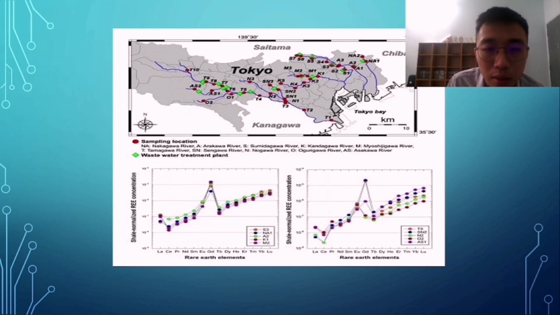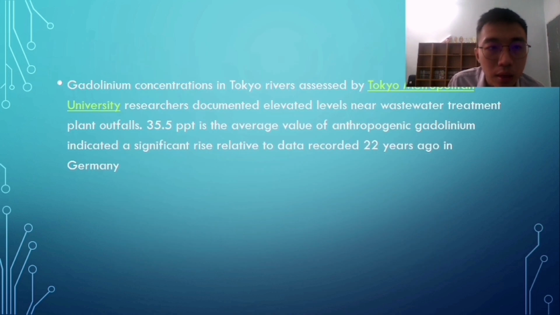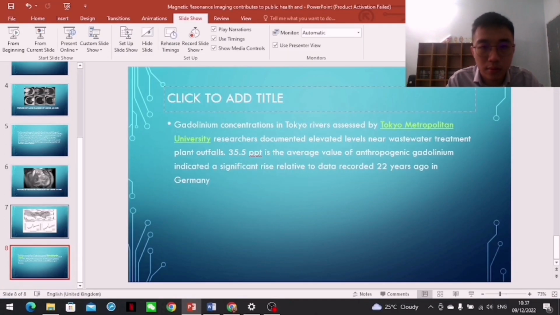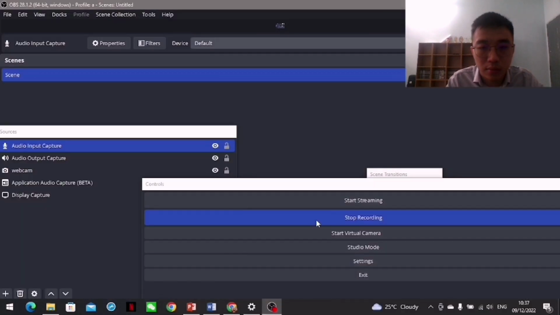This is the picture of the sampling location of a wastewater treatment plant. Gadolinium concentration in Tokyo rivers, assessed by Tokyo Metropolitan University researchers, documented elevated levels near wastewater treatment plant outfalls. 35.5 ppb is the average value of anthropogenic gadolinium, indicating a significant rise relative to data recorded 22 years ago in Germany.